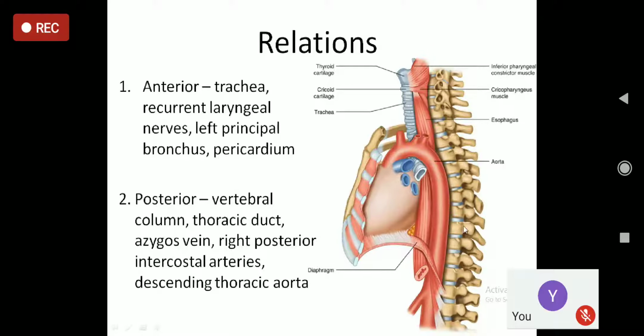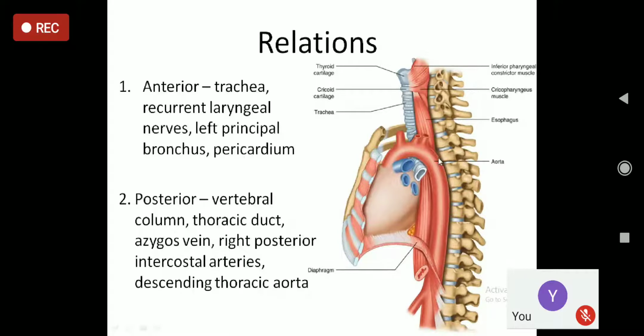Posterior relation of the thoracic part is obviously the vertebral column, thoracic vertebrae. Then along with thoracic vertebrae, on the anterior aspect of thoracic vertebrae, there is the presence of thoracic duct, azygous vein, right posterior intercostal arteries, and then descending thoracic aorta.